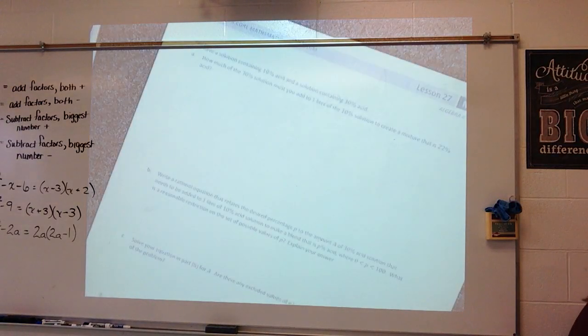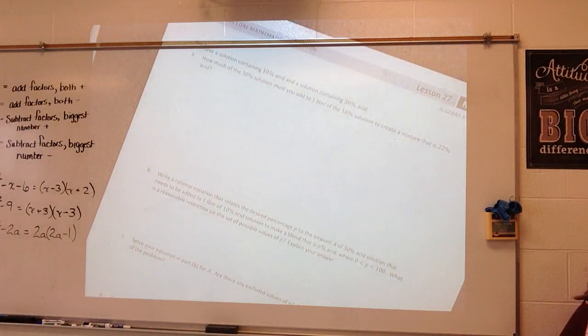Alright, last question. You have a solution containing 10% acid and a solution containing 30% acid. How much of the 30% solution must you add to 1 liter of the 10% solution to create a mixture that is 22% acid? So if we add A liters of a 30% solution, then the new mixture is 1 plus A. So that means it contains 1/10 plus 3/10 A liters of acid. And we want it to be 22% acid.